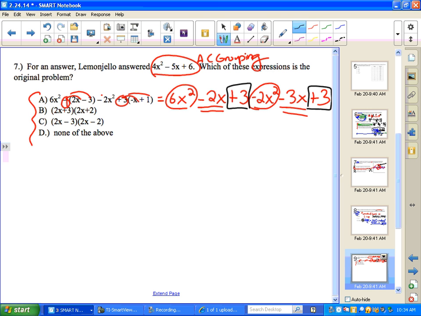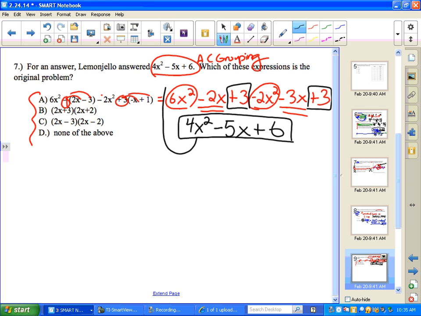Okay, so 6x squared minus 2x squared is 4x squared. Remember, when you're adding, do not add exponents. Negative 2x minus 3x is minus 5x. 3 plus 3 is 6. So for letter A, we get 4x squared minus 5x plus 6.